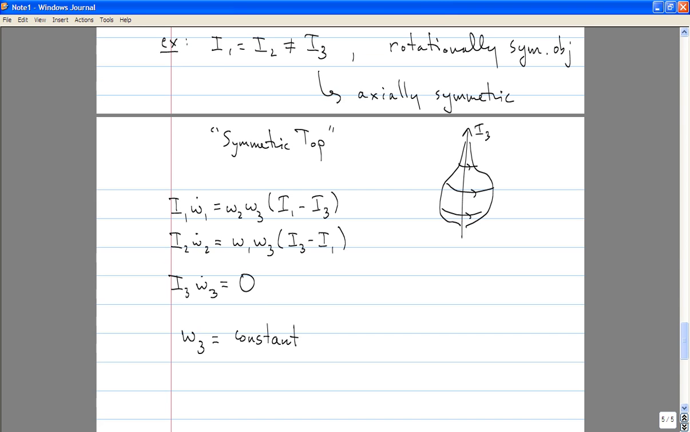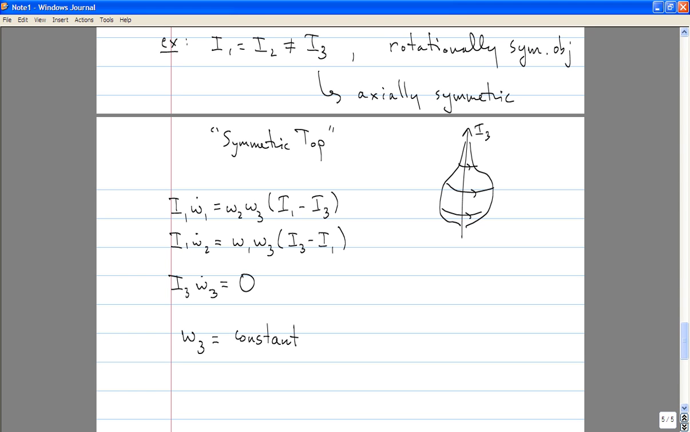So the angular velocity in the direction of the axis of symmetry is constant. Yes? On the first equation, the I1 minus I3 should be I2 minus I3. Yes. I1 is equal to I2. Indeed, if I wanted to, I could write this as I1 here. Yes, so I'm using the fact that I1 is equal to I2.